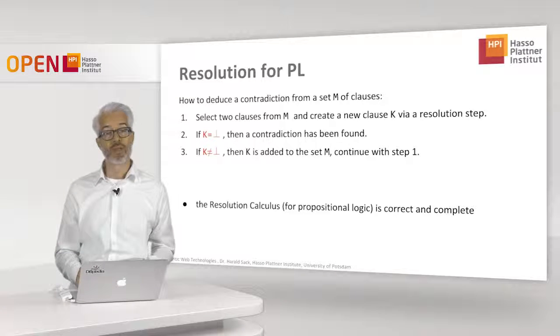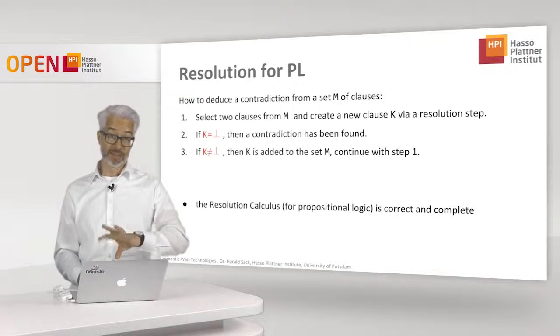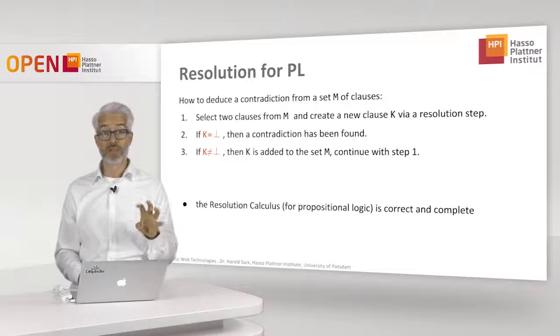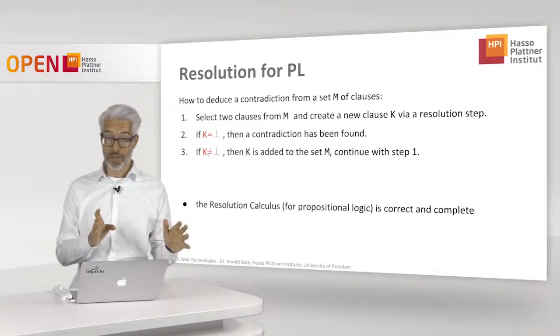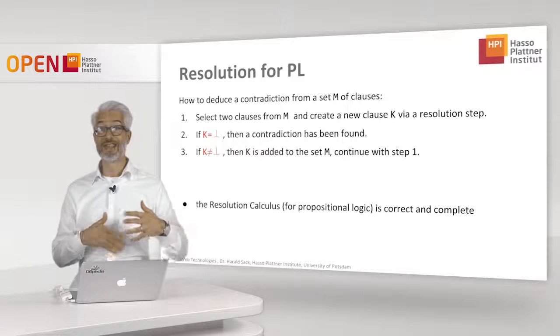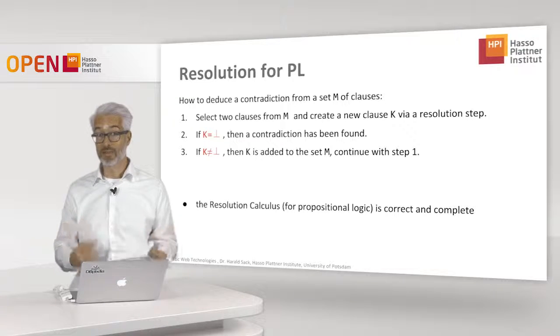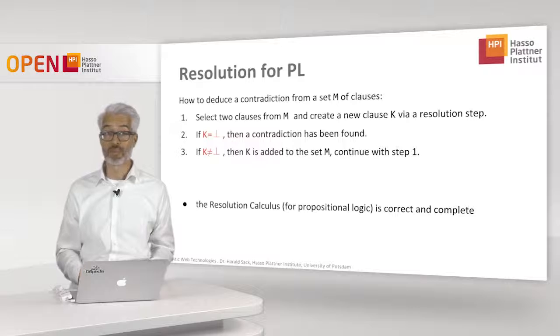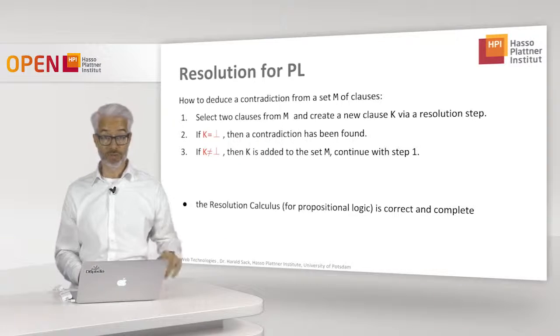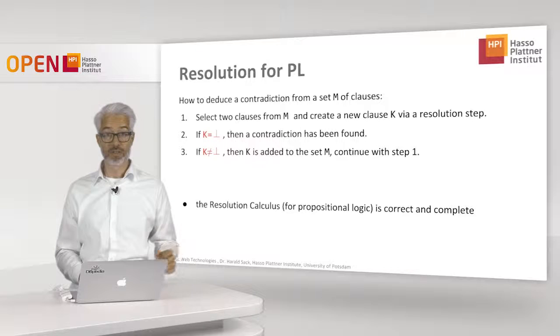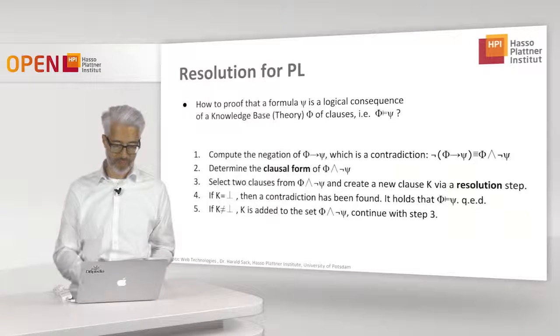Of course, this is a syntactic method, so you have to prove for this so-called resolution calculus for propositional logic that it is correct and complete, because this is a syntactic method which is used to show semantic computations or semantic interpretations. Therefore, correctness and completeness have to be shown. We have talked about that in the previous parts of the lecture.